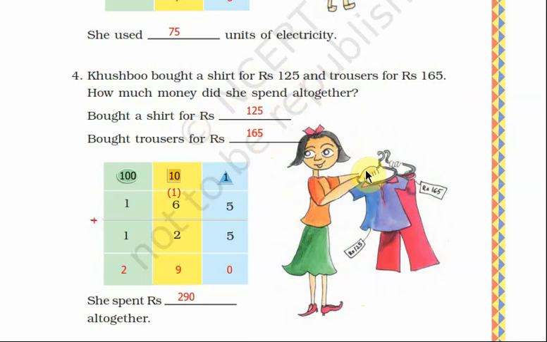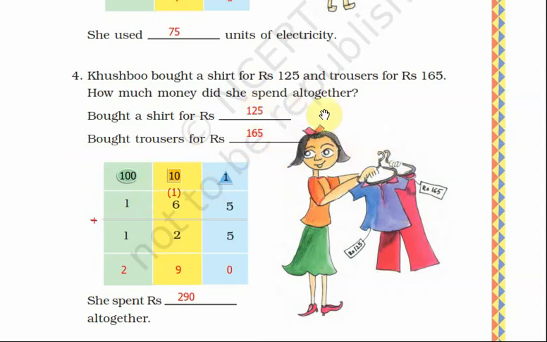So we have to find out the total amount of money she spent. Otherwise, what is the total cost of these things? Okay. So she bought a shirt for rupees. How much is the shirt? It is 125 rupees. Now what is the cost of the trouser? The trouser is 165. So we have to find the total amount.